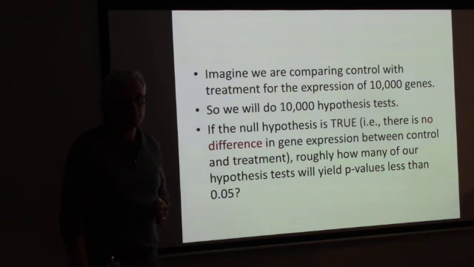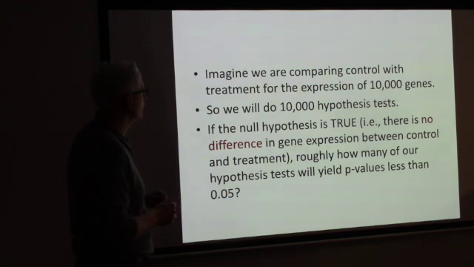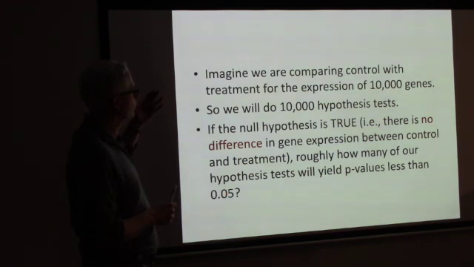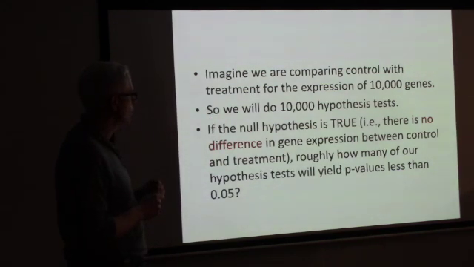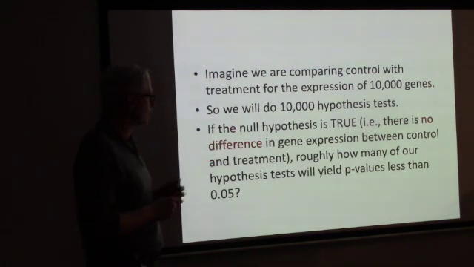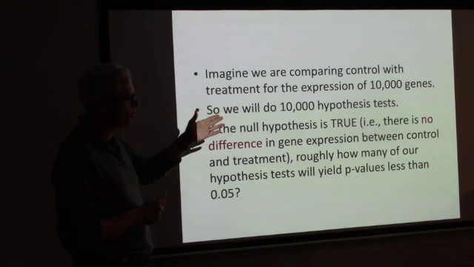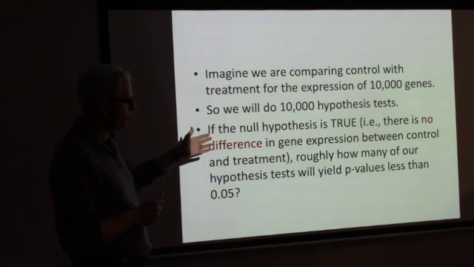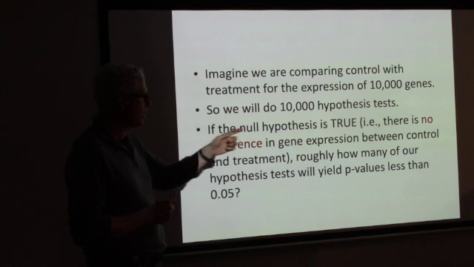So I'm going to throw this question out to you. See if you can answer it. Imagine that we're comparing control with treatment for the expression of 10,000 genes, roughly half the genome. So we're going to do 10,000 hypothesis tests. If the null hypothesis is true, in other words, if there's no difference in gene expression between the control and treatment, roughly how many of our hypothesis tests will yield a p-value less than 0.05?